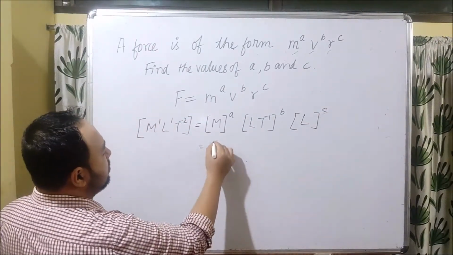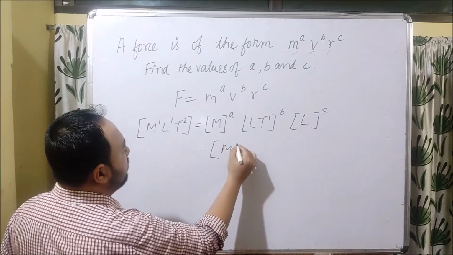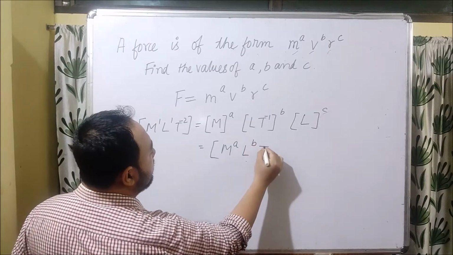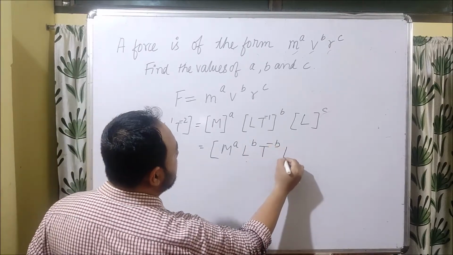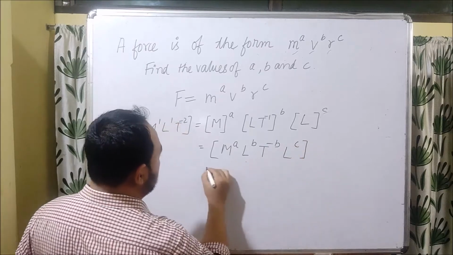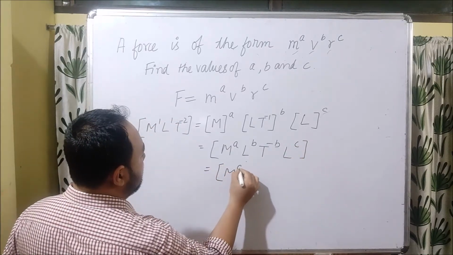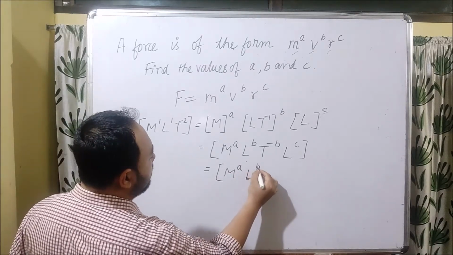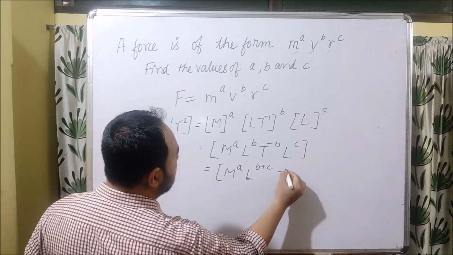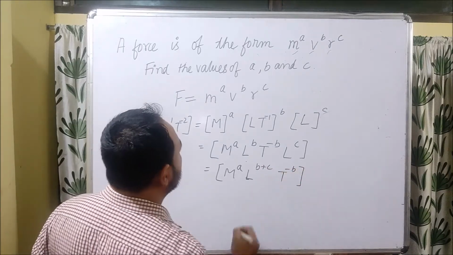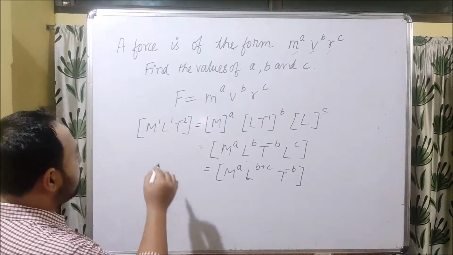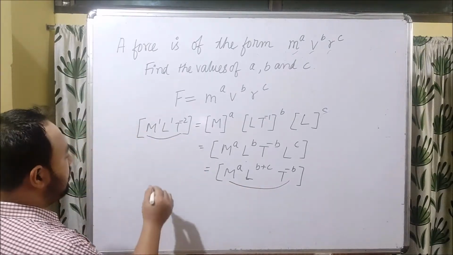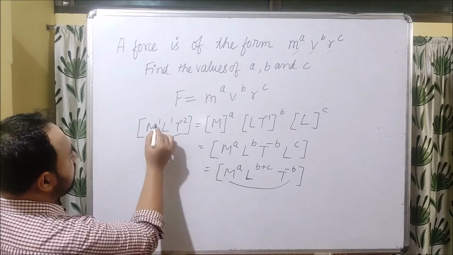Now if we calculate, we will find that m to the power a, L to the power b, T to the power minus b and again L to the power c. So the final formula will be L to the power b plus c, then T to the power minus b. Okay, so equating left hand side and right hand side, we get that a is equal to 1.